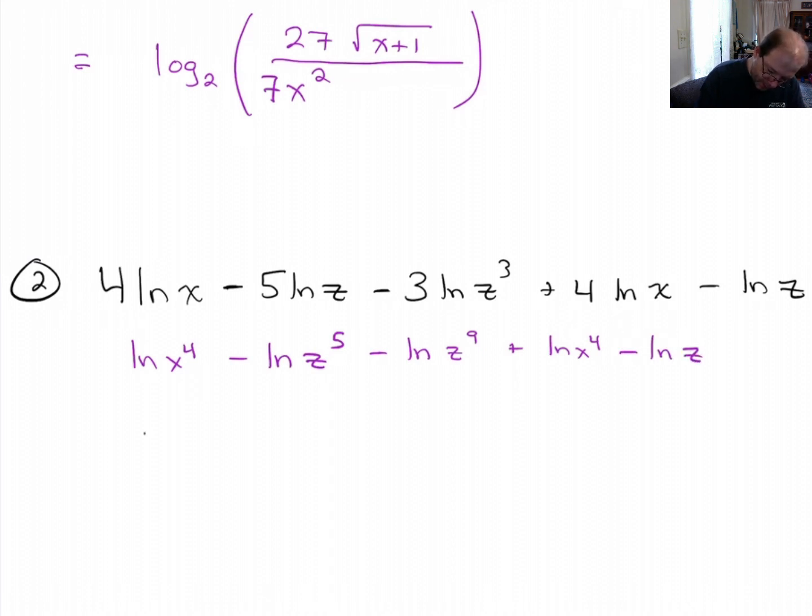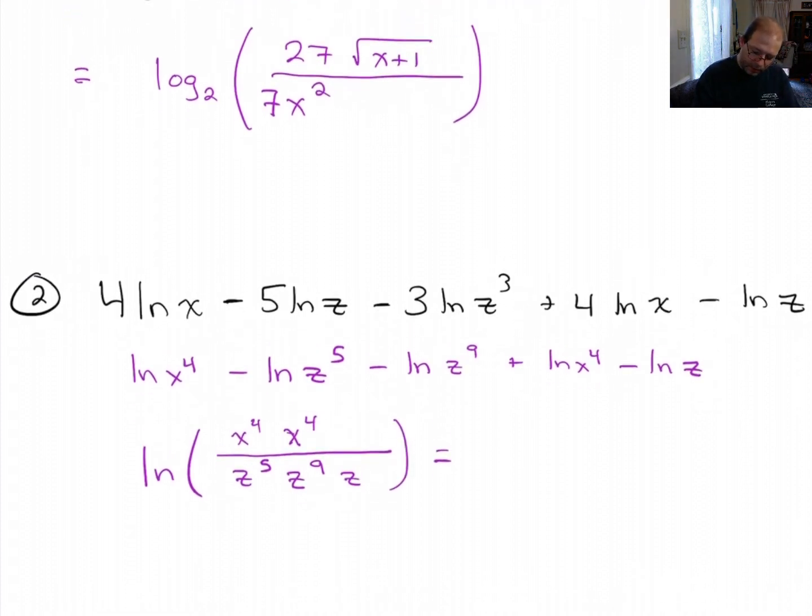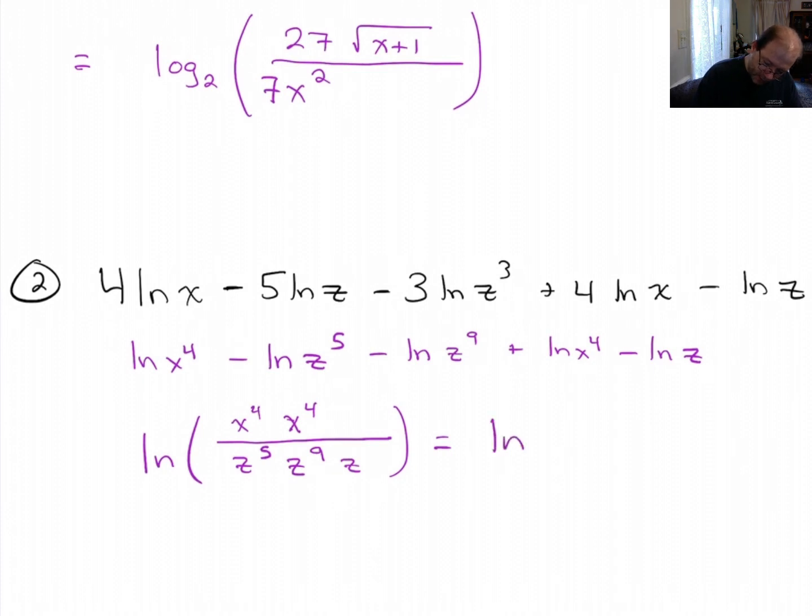Okay, now I can put this all into one big natural log. Let's see, x to the 4th on top, z to the 5th on bottom, z to the 9th on bottom, x to the 4th on top, and then z on bottom. So now I can put this together and get natural log of, on top, x to the 8th over z to the 15th.